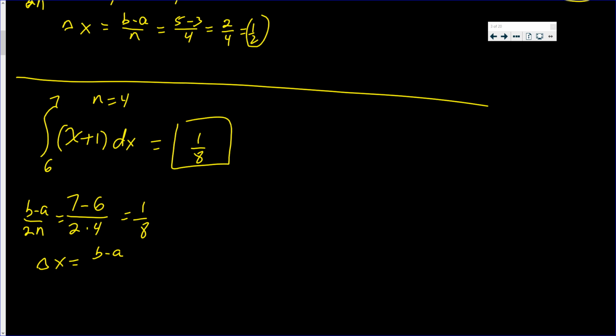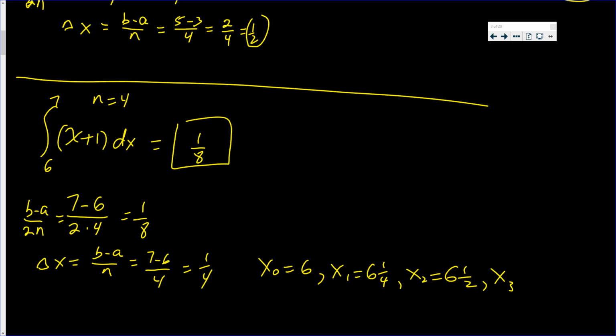It's 1/4. That tells me that x0, that's going to be the lowest number, 6. And then I add 1/4. x1 will be 6 1/4. x2 will be 6 2/4, which is 6 1/2. x3 will be 6 3/4. And finally, x4 will be 7. And it ended up perfectly.